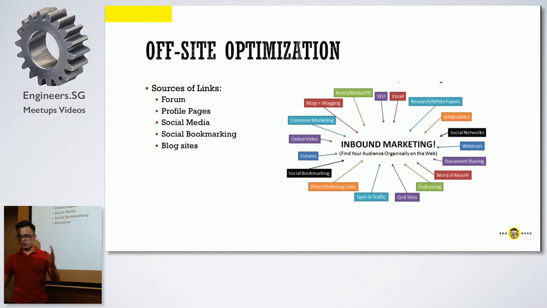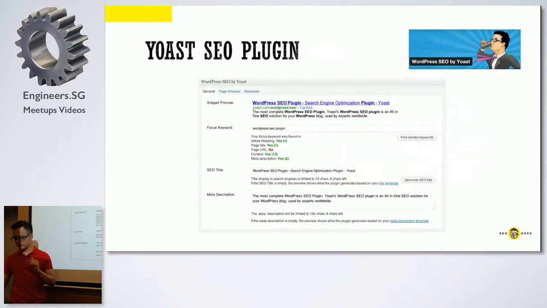Okay, so that's on-site, off-site. So a quick relevance to WordPress. Just now I was telling you what to do on-site. So Yoast SEO actually does a lot more on on-site SEO than off-site. Why I would recommend this plugin is because it's very easy to use. Once you download this, this is the name of the plugin if you are using WordPress. And it's very easy to use.